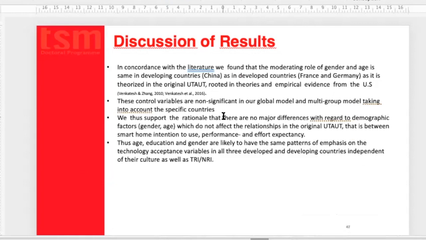We found actually no difference, also in line with literature, that gender and age are not playing a major role. This is in line with the original UTAUT theory. They are not significant in our global model, but also in our multi-group model, taking into account specific country differences. We thus support the rationale that there are no differences in regard to demographic factors. So it's not a very important marketing variable or segmentation variable.